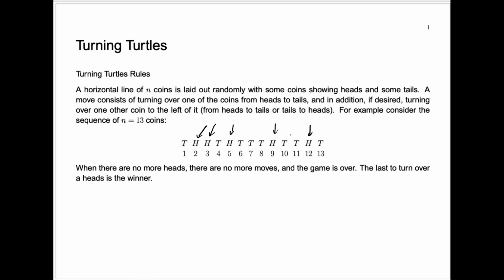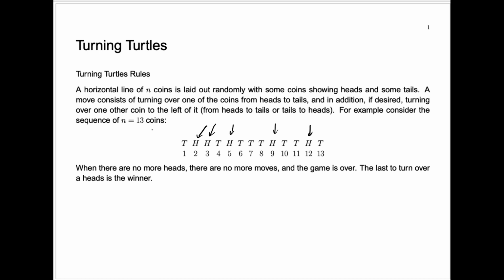So in this game, we have 2 players. Players alternate moves. The player who goes first in a position like this could pick any one of these 5 heads and turn it over. For example, a player might turn over the head in position 5. And then that player would have the option of turning over any of these coins from 1 through 4. Then the next player would go, and so on. It would go back and forth. When there are no more heads, there are no more moves, and the game is over. The last player to move, which means to turn over heads, is the winner.